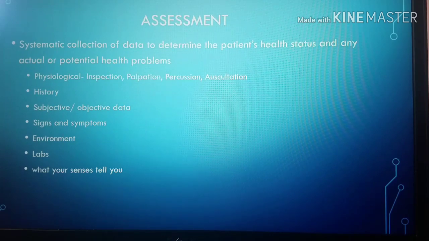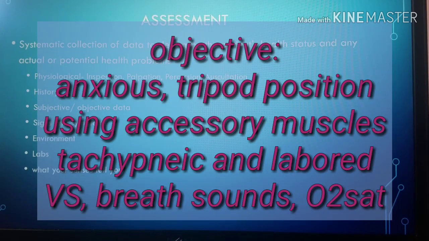Now, that would be all the subjective data. The objective data would be me actually looking at Jennifer Hoffman, and if she's having shortness of breath, what would I want to evaluate? What would I want to assess?